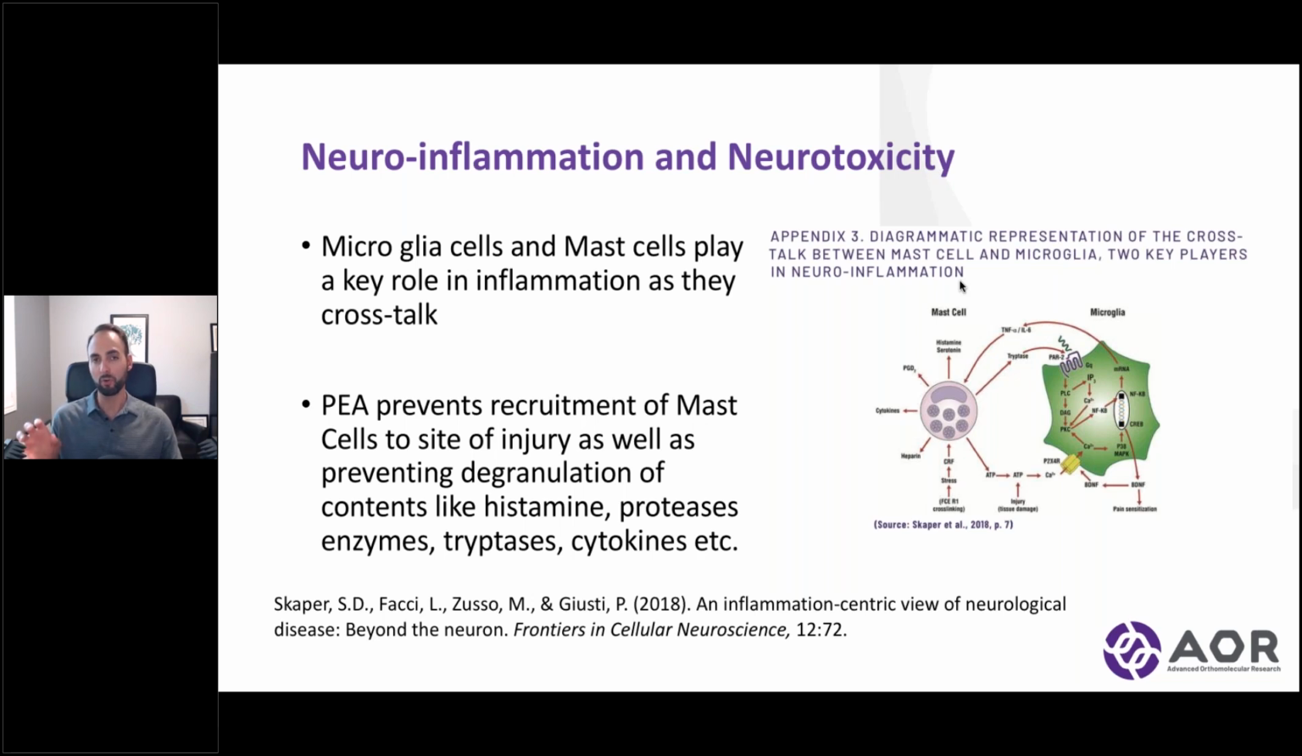PEA prevents the recruitment of these mast cells, which regulate the microglia. You can see here this diagram, which is also found in the PEA white paper. It shows how regulating PPAR, regulating tumor necrosis factor, there is a crosstalk between mast cells and microglia, and PEA is really good at regulating mast cells.